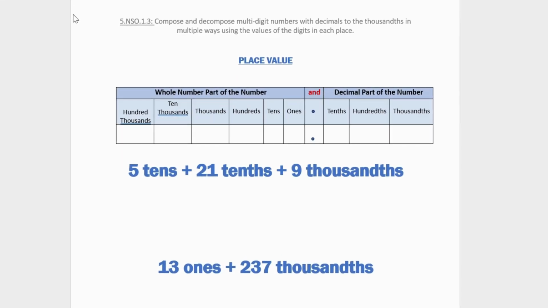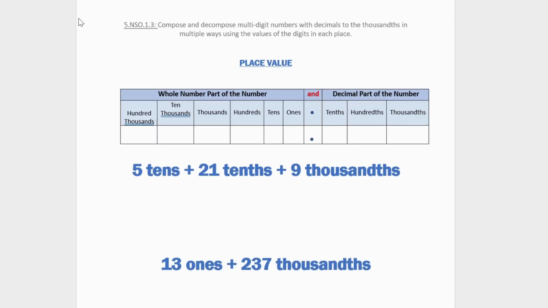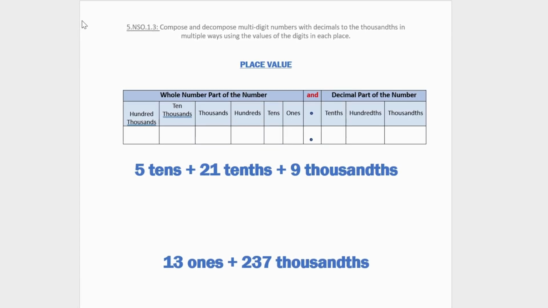Our next standard we are focusing on is NS0.1.3, which states compose and decompose multi-digit numbers with decimals to the thousandths in multiple ways using the value of digits in each place. And as you can see, the standard continues to work with place value. The easiest way to talk about this standard is going through some sample questions. So I'll show you two sample questions shown below, and then I'll show you a test type question.